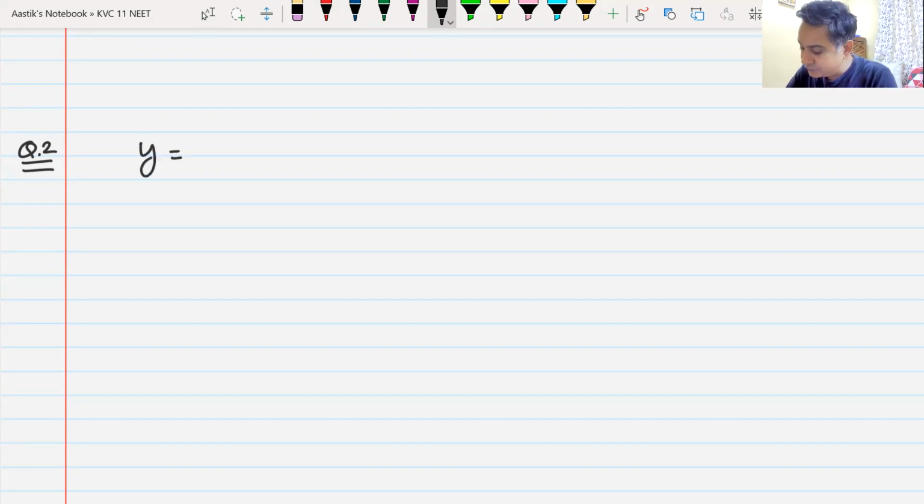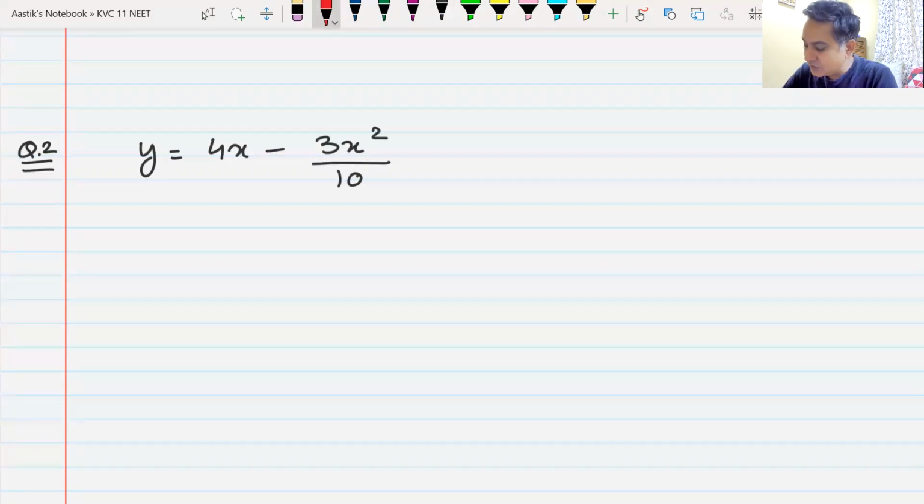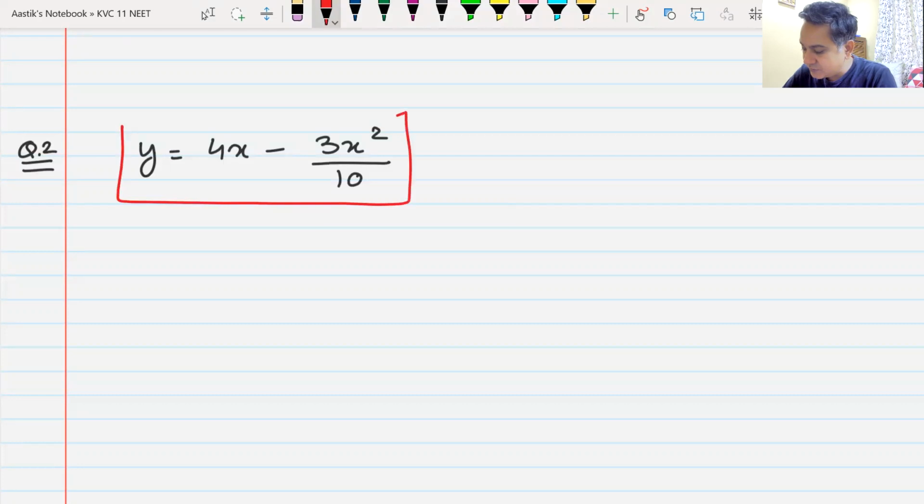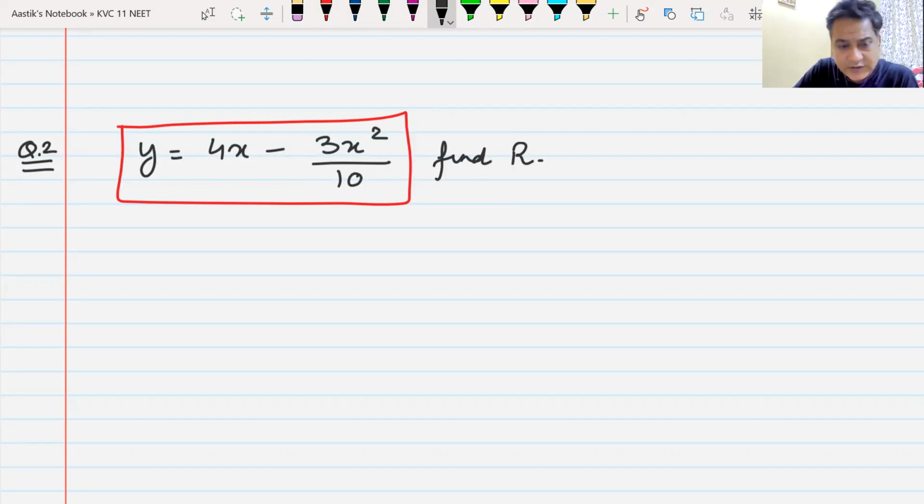Y is equal to 4x minus 3x square by 10. This is the equation of trajectory given to you. You have to find out the range. Find the range of the particle. So I'll give you 2 minutes to do this. Do it on your own, and I want all of you to get the answer.